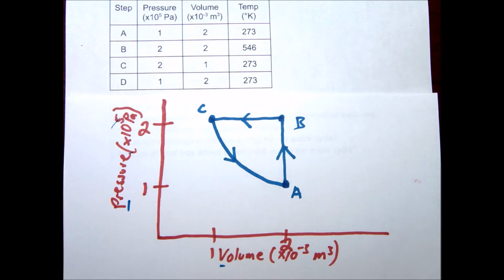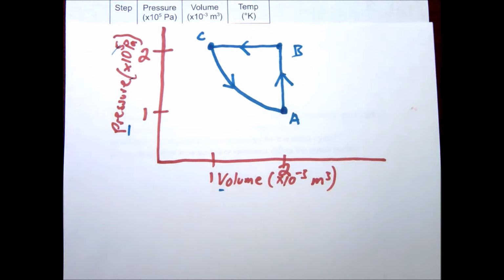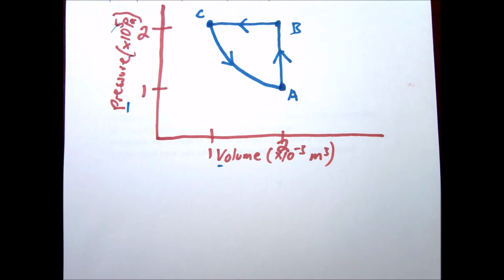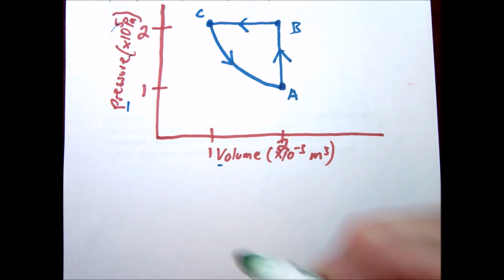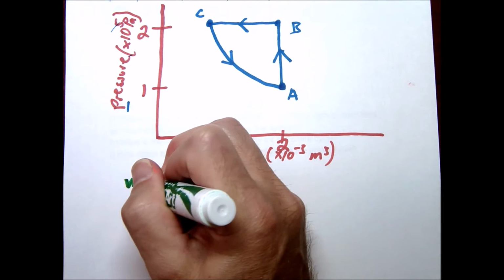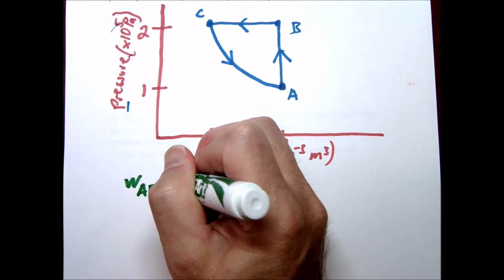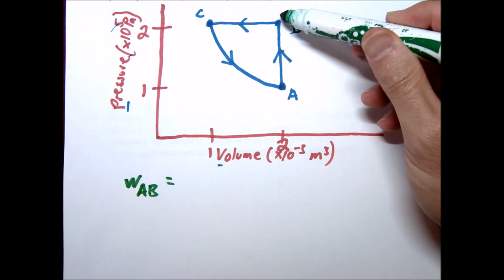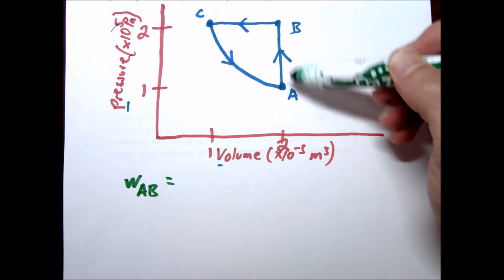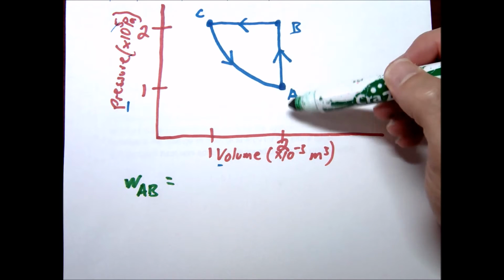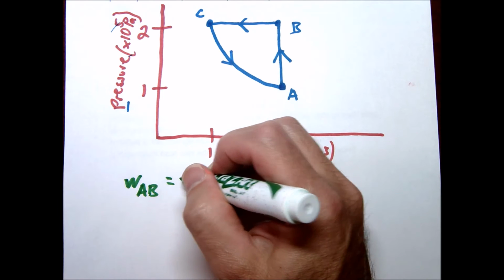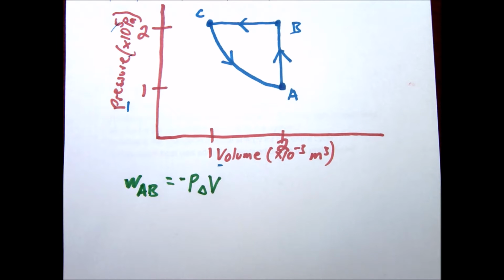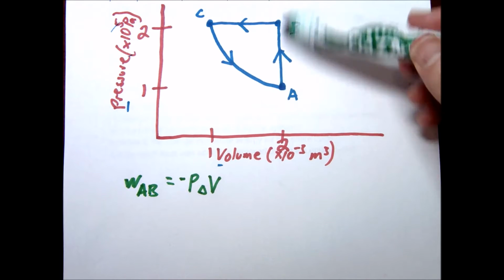So the next thing we're going to do is find the amount of work done at each step for each process. So we'll just go through each of them. The first one would be the work done from A to B. Notice in this picture we're going from A to B. Remember, to find the work, we're just going to find the area underneath here. You could also write this equation as negative P delta V. That's our equation for work. But it's simply going to be the area underneath.